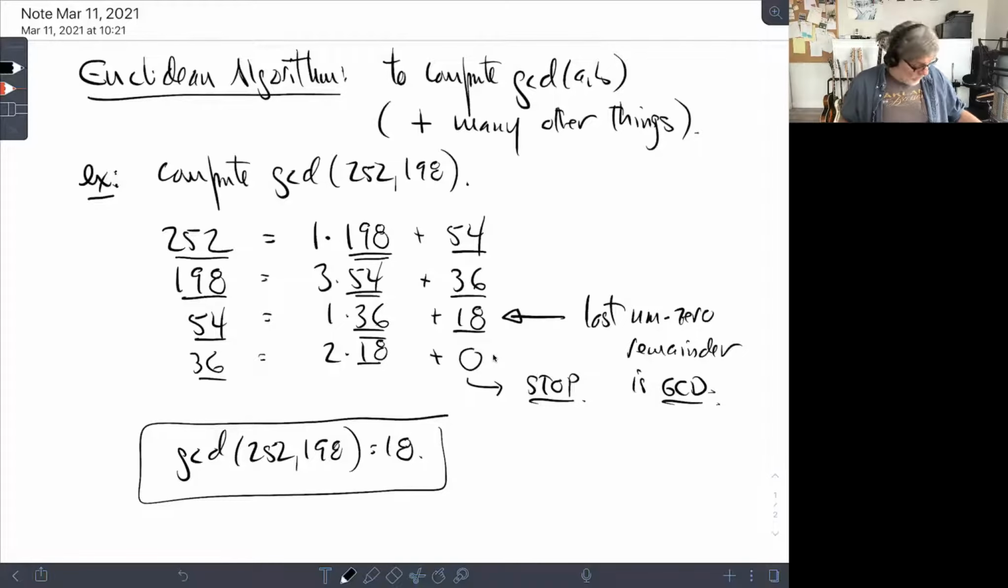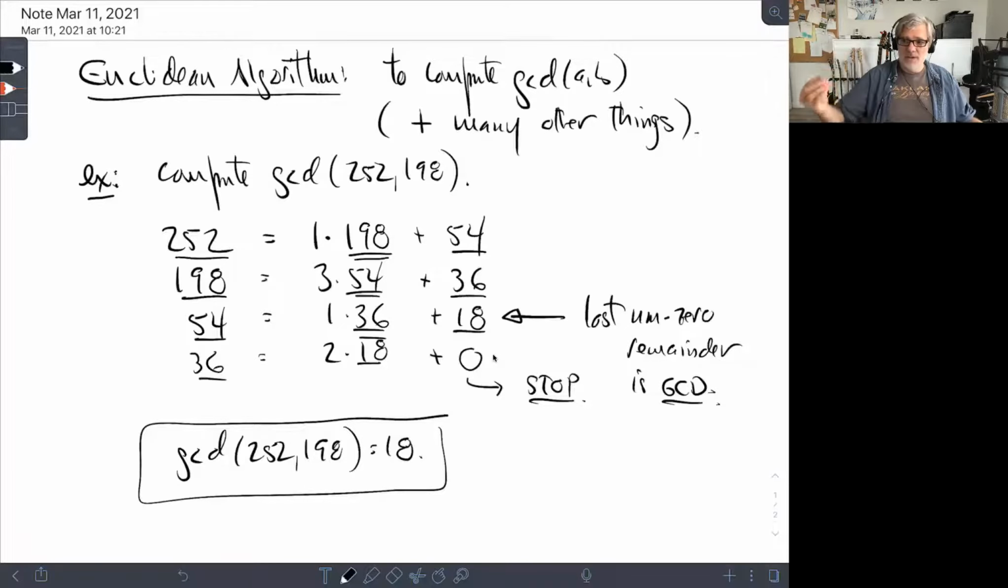Now, I could write this out to formalize it and try to convince you more formally why it works. But I think that you need only two ideas, and I mentioned this last time. The first is this lemma that I explained in detail, where if you divide using the division algorithm, then the GCD of the first pair is the same as the second pair. And so you can just repeat this procedure.